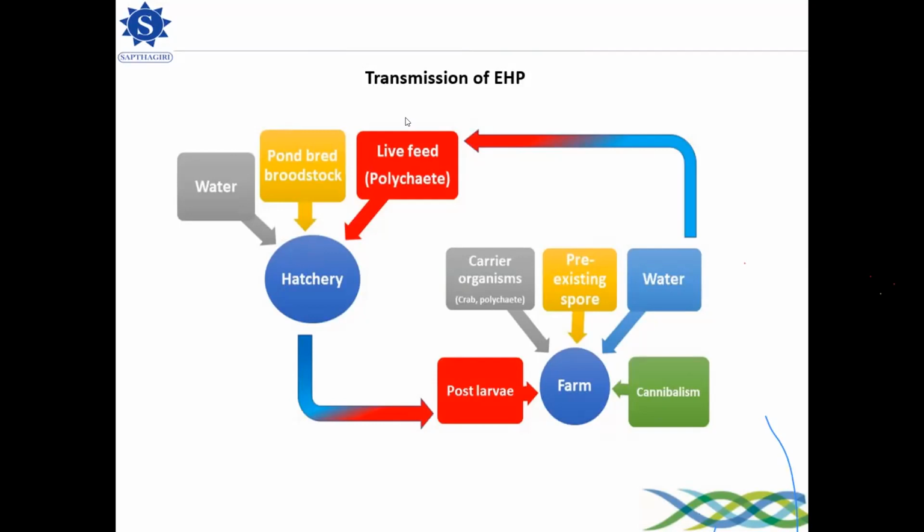In hatcheries, the main contamination source is live feeds like polychaetes, Artemia biomass, and oyster. Polychaetes are a natural carrier for EHP, because they are detritivorous organisms. They eat all the waste materials from the surroundings. So once the creek is contaminated with EHP, the polychaete also has a chance to carry EHP spores in the body. But the polychaete is not a host for EHP.